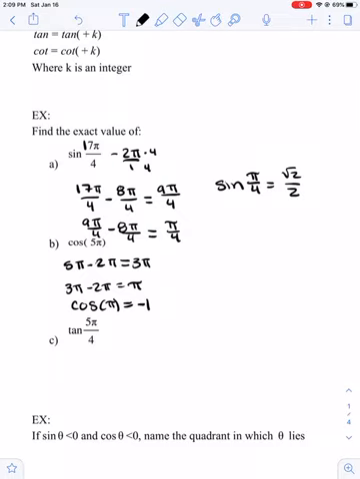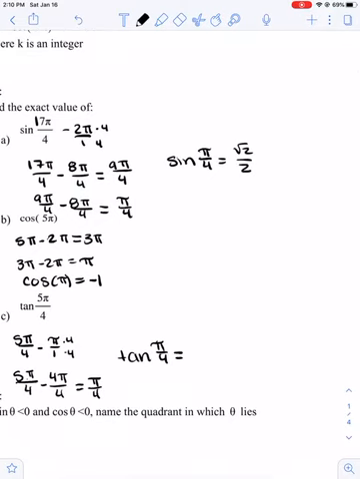Lastly, we have the tangent of 5 pi over 4, and now the period of tangent is only pi. So we're only going to subtract pi from here. So 5 pi over 4 minus pi over 1, get our common denominator by multiplying by 4 on the top and bottom. So 5 pi over 4 minus 4 pi over 4 equals pi over 4. So now we find the tangent of pi over 4 because that's on our unit circle, and we know that this equals 1.